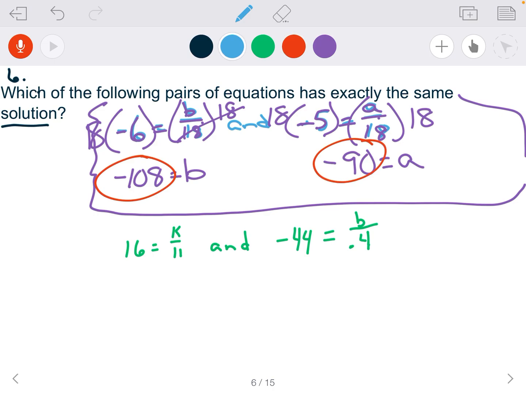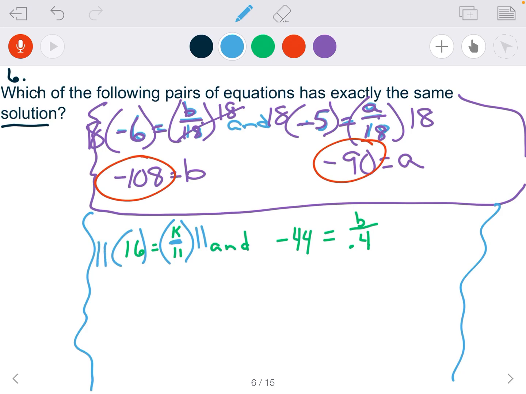I have two sets here, and I'm going to box it in blue. So now I have 16 equals k divided by 11. To undo divide by 11, we multiply by 11. What we do to one side, we have to do to the other. So I end up with 11 times 16, and this gives me 176 equals k.